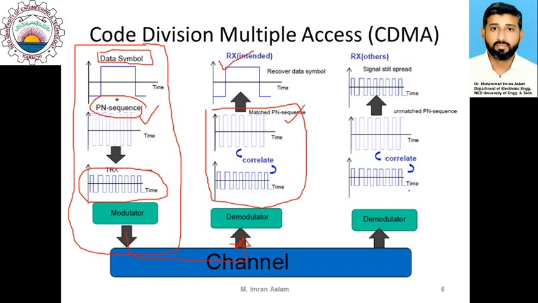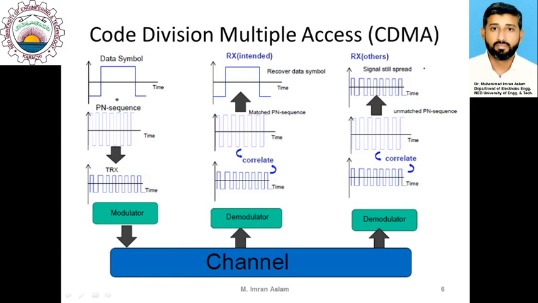However, if we try to recover some unintended signal, or if we try to recover with some unmatched PN sequence, in that case the correlation between the received signal and the PN sequence would be a small number, and because of the low correlation we would not be able to recover the original sequence, and the received signal will remain a spread spectrum signal which appears like noise to the receiver. So this is how the code division multiple access receiver works.